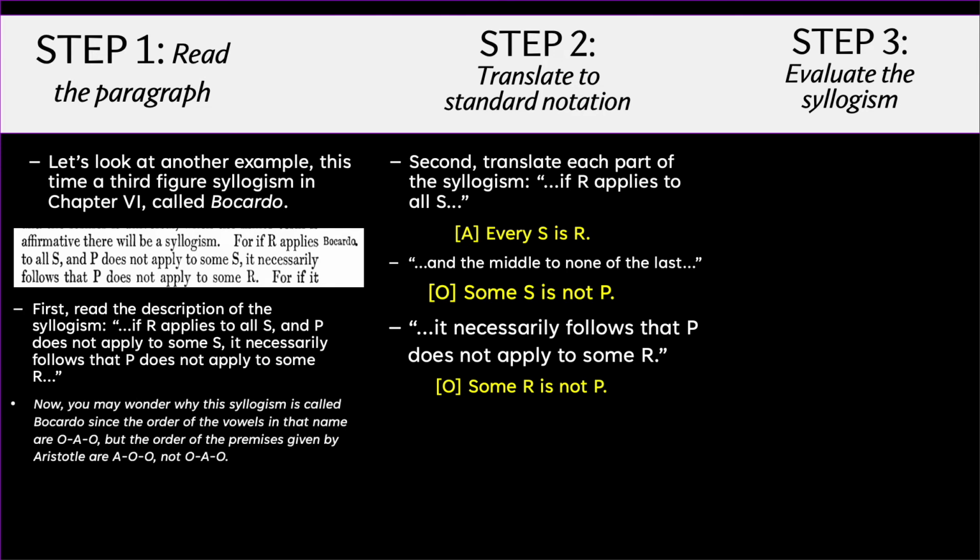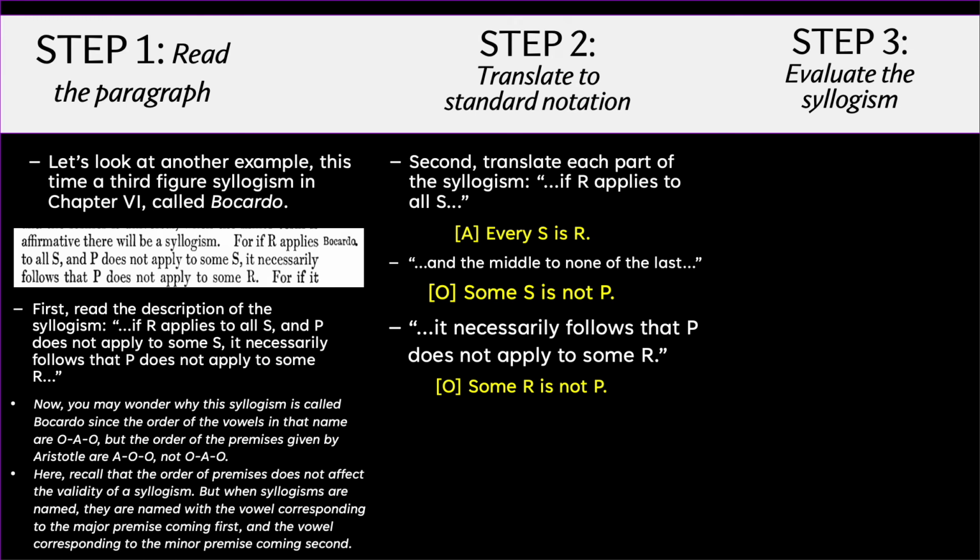Now, you may wonder why this syllogism is called Bocardo, since the order of the vowels in that name is O, A, O, but the order of the premises given by Aristotle is A, O, O, not O, A, O. Here, recall that the order of premises does not affect the validity of a syllogism, but when syllogisms are named, they are named in a particular order, with the vowel corresponding to the major premise coming first, and the vowel corresponding to the minor premise coming second.